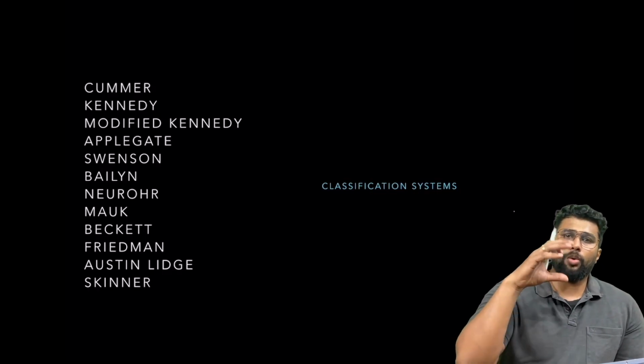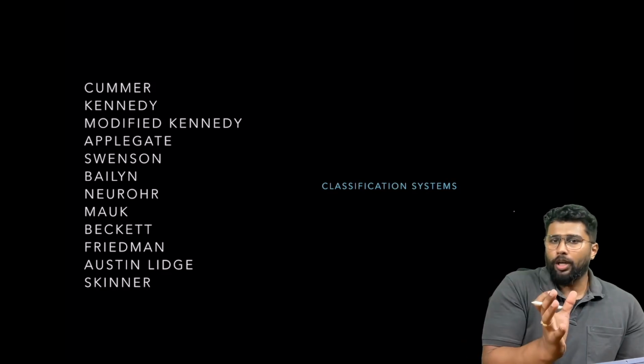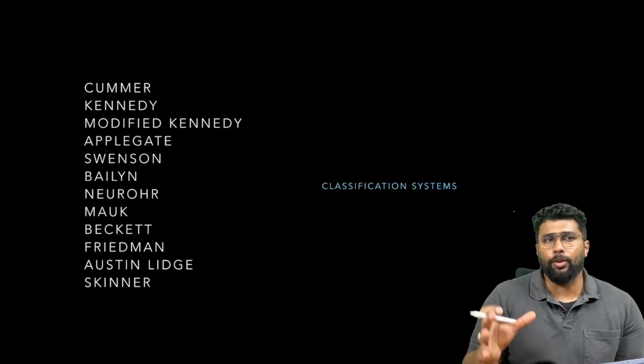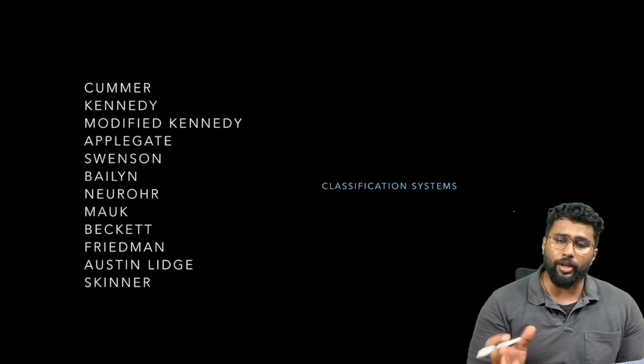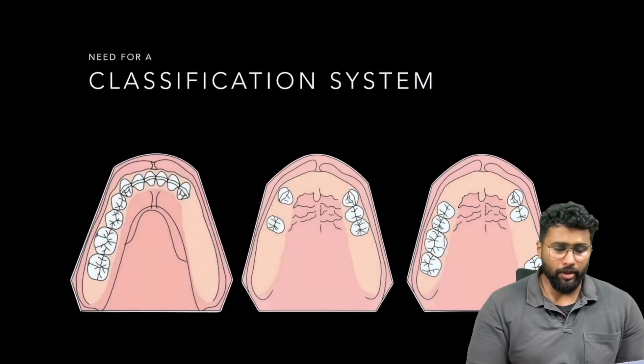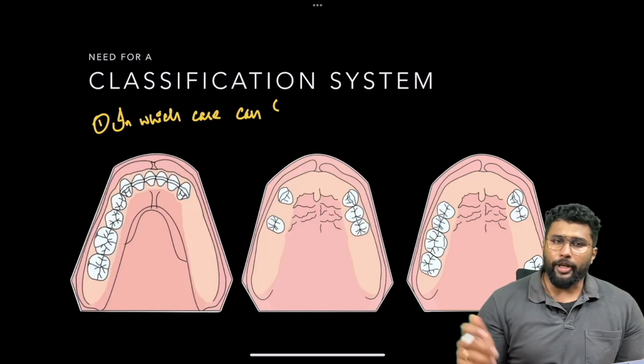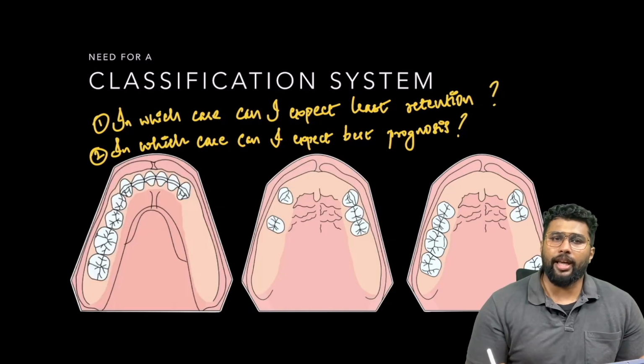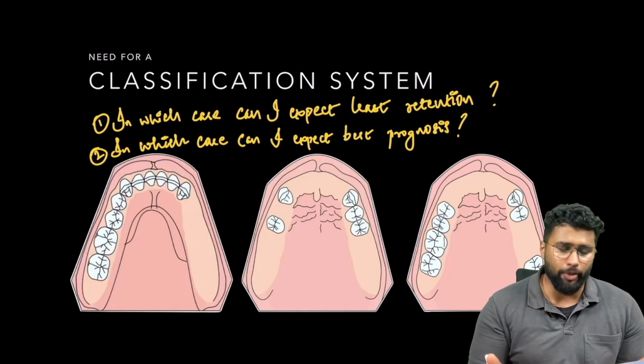You have to find out a particular way in which you can group a number of partial edentulous cases and then go ahead and try to classify it into a particular category. Now, in these particular conditions, let's just ask two questions. In which case can I expect least amount of retention? So I have 1, 2, and 3. And in which case can I expect the best prognosis?